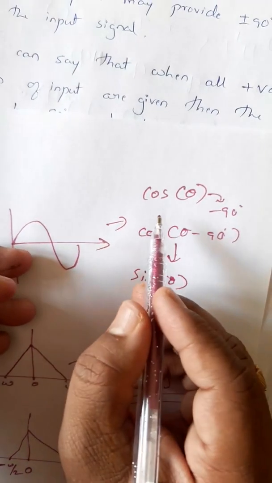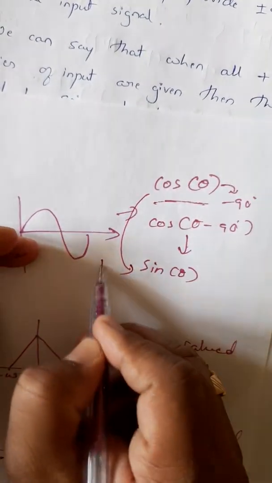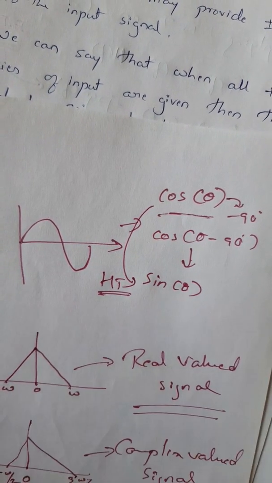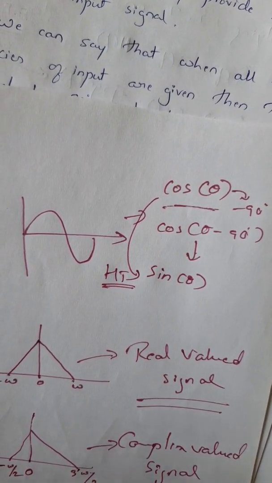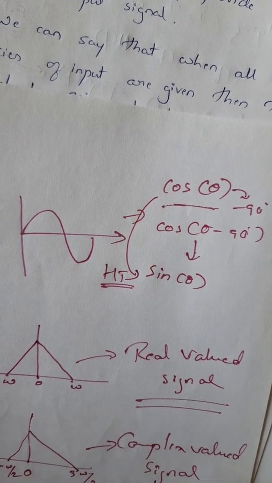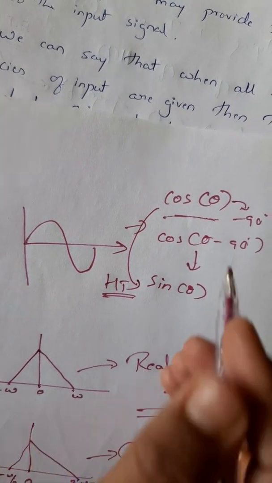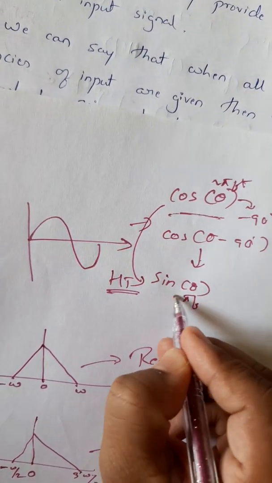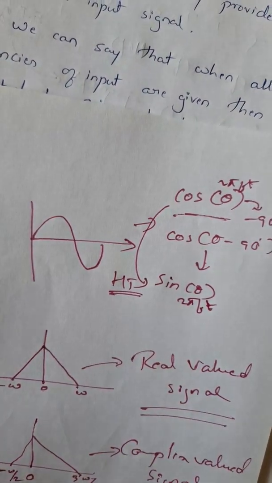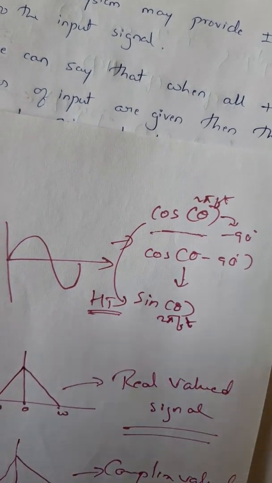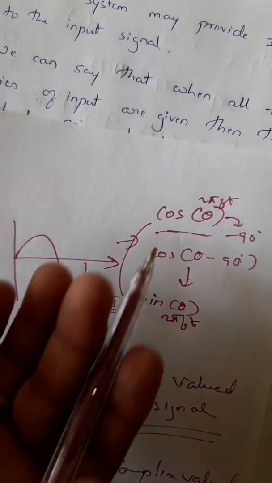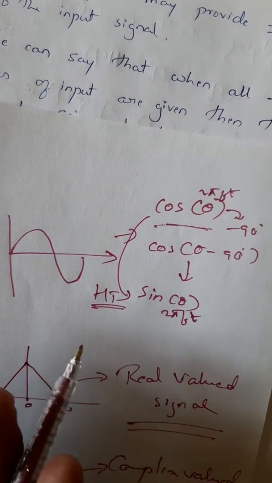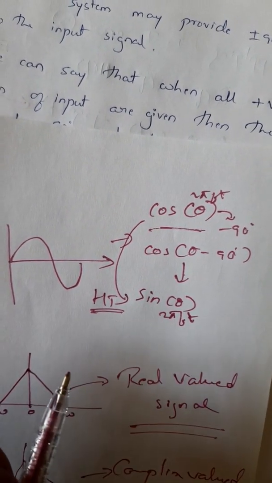So my signal was cos theta. By applying the Hilbert transform, I'm getting sine theta. The signal is getting changed, but the domain remains the same. Instead of theta, if I take 2 pi ft, it's a common notation we are already used to seeing. So the signal is getting changed from a cos signal to a sine signal. This is what the Hilbert transform does.